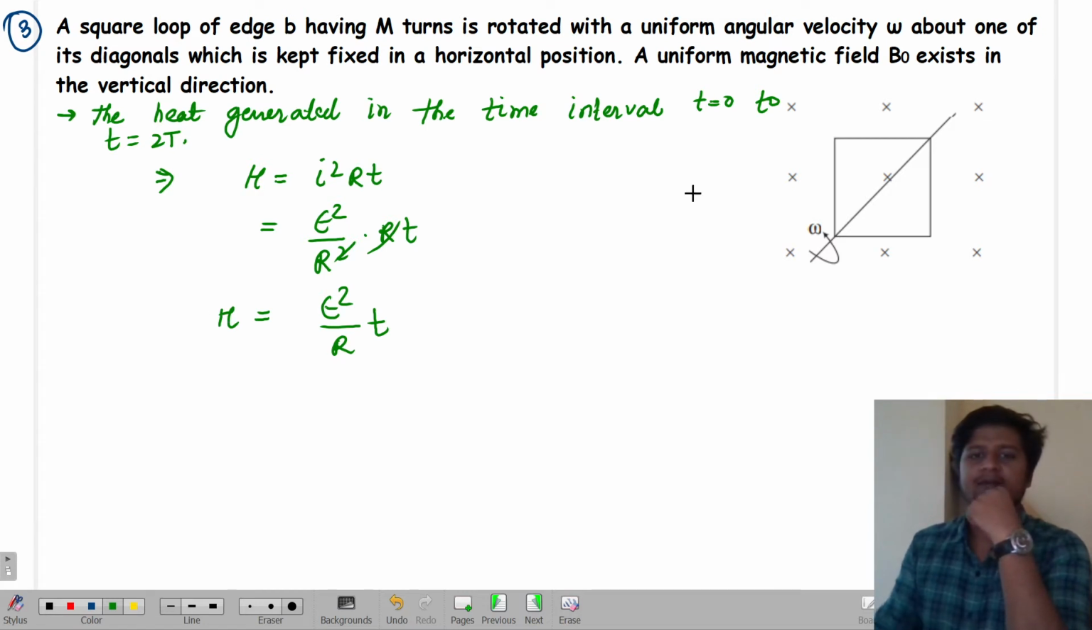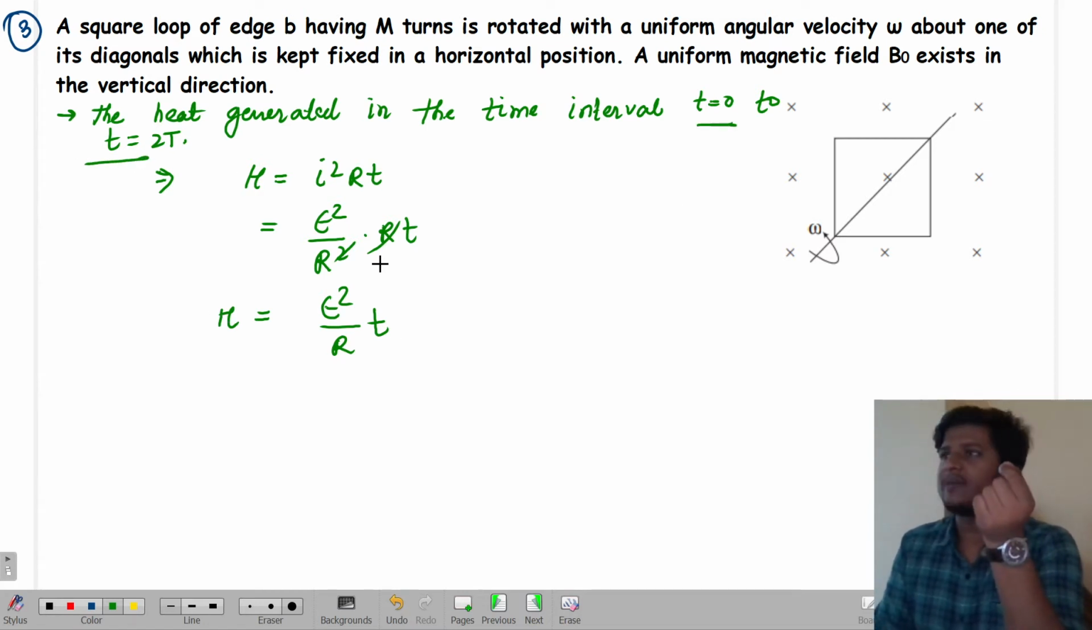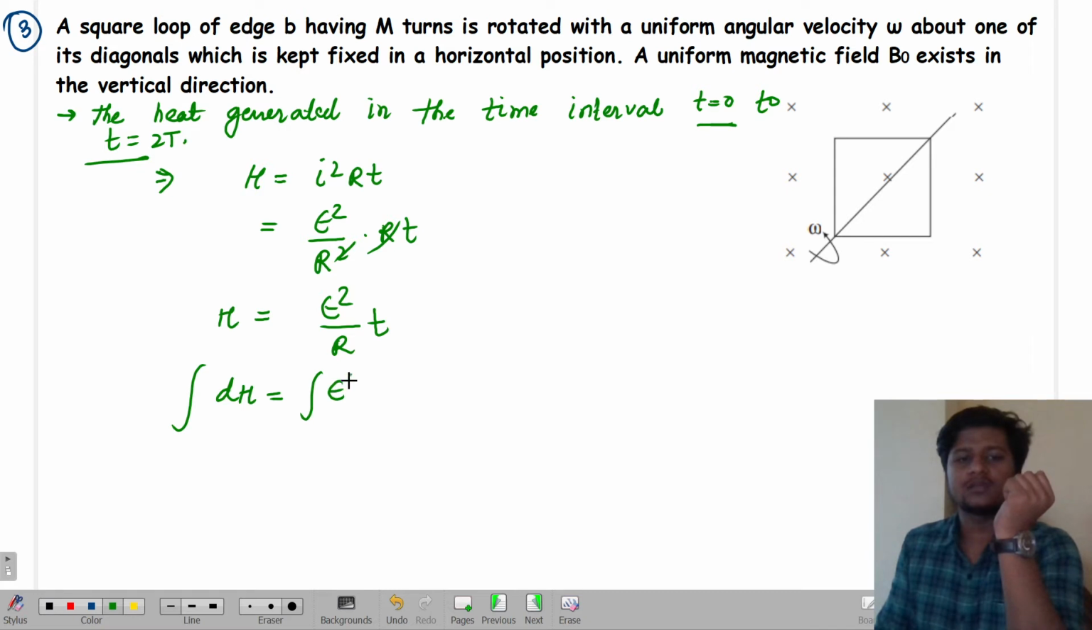But this heat, do we have to find it from integration or not? Why? Because for every small time interval there will be different heat. So I'll have to convert it into differential: dH is equal to integral E square by R into dt. Right or not?